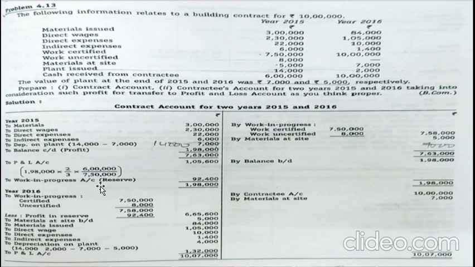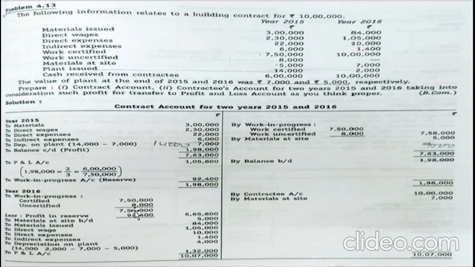Now we will prepare the next year's contract, year 2016. This contract takes 2 years to complete, so the work in progress for 2015 will be brought down to 2016 because the contract is still not completed. By work in progress items of 2015 carried down, certified and uncertified, 7,50,000 plus 8,000 gives 7,58,000.